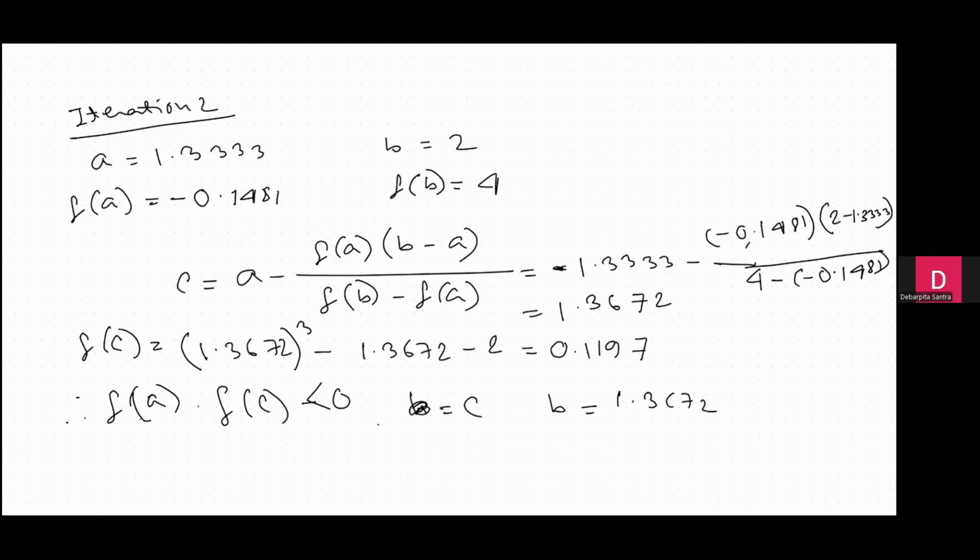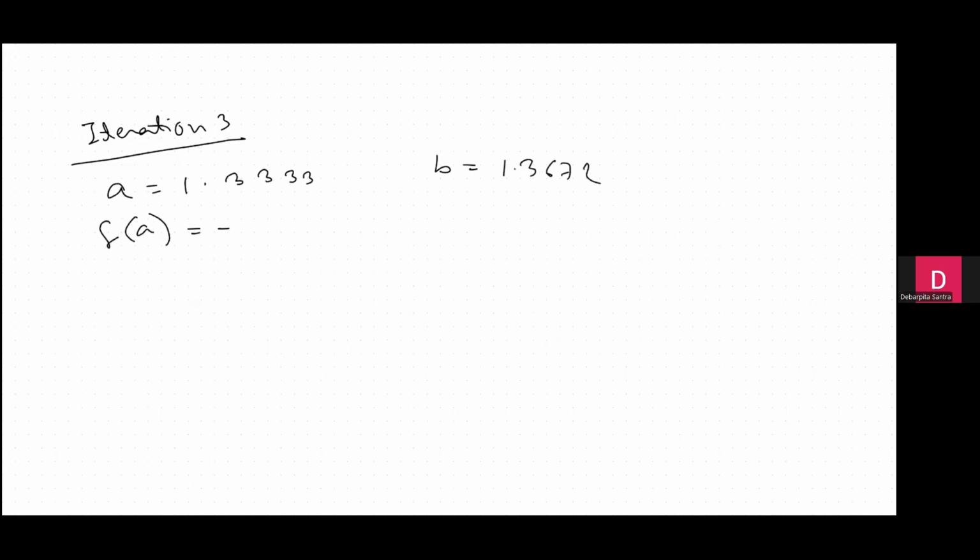Now let us move on to iteration number 3. Okay. Now we delete this content and we move on to iteration number 3. So at iteration 3, what is our value of A? A is 1.3333. B is equal to 1.3672, and we have already calculated f of A is minus 0.1481 and f of B is 0.1197, and we have to now find out the C.